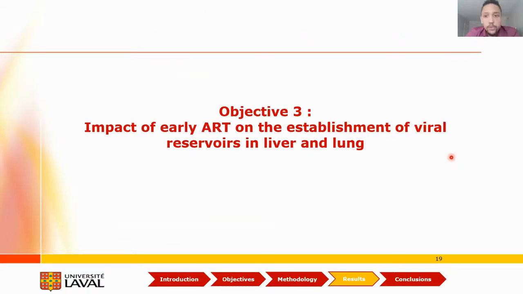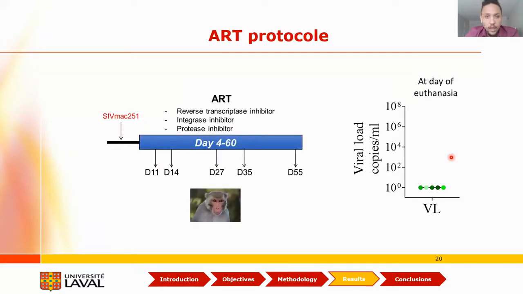Next, having observed viral infection in the liver and lung, we assessed the impact of early ART on liver and lung infection. The monkeys were infected and treated at day 4 post-infection with a cocktail of antiretroviral drugs during 8 weeks. Five monkeys were sacrificed during this period, and at the day of euthanasia, no viremia was detected in any of them, as shown here.